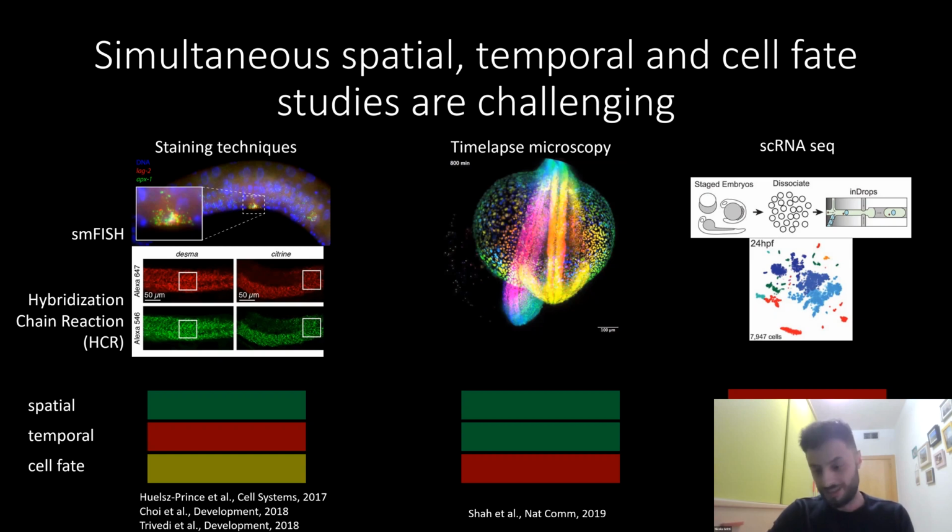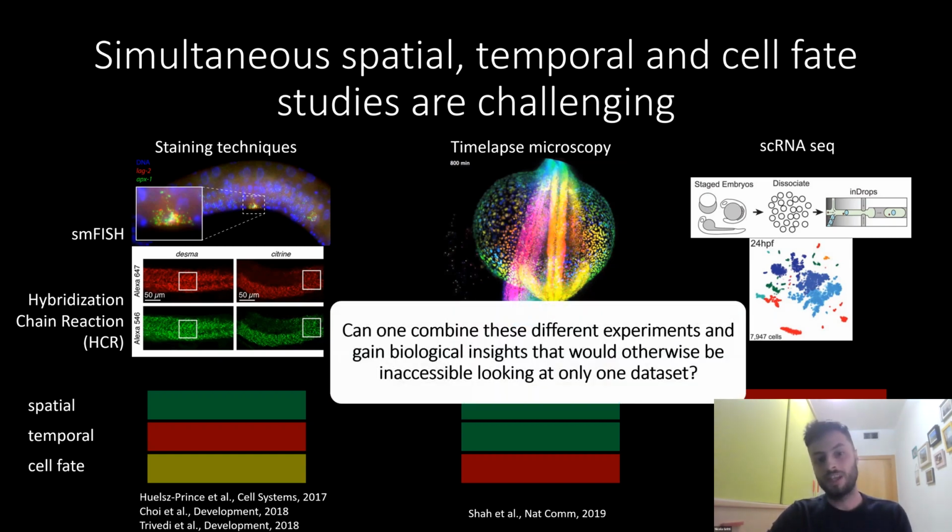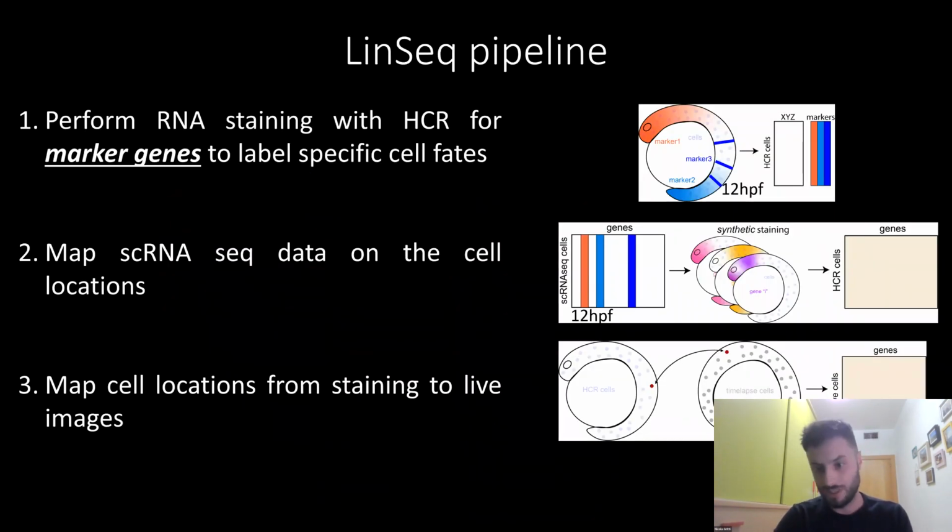So this naturally brings us to the question: can one combine these different experiments and gain some biological insights that would otherwise be inaccessible looking at only one of these datasets? To answer this question, we propose to combine these techniques in an experimental pipeline that we call LinSeq, for lineage sequencing, in which first one would perform RNA staining with, in our case, HCR, hybridization chain reaction, for some selected marker genes that are spatially distributed inside the sample to label some specific cell fates.